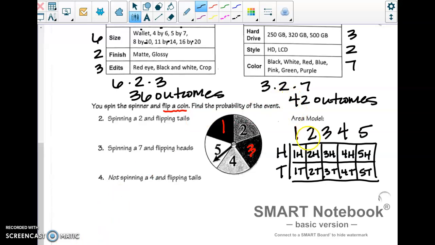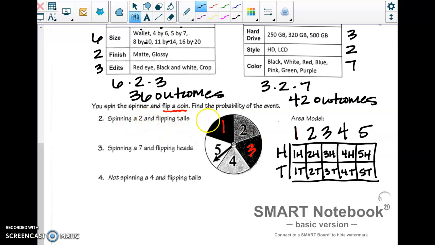Okay, so for this example, here is what your area model should look like. You would have the spinner on one side. It does not matter if you put it on the other side, but spinner on one side, 1, 2, 3, 4, 5 are the possible outcomes there. And then heads and tails for the coin on the other side with the outcomes listed in the table. So because the spinner has 5 options and the coin has 2, that makes 10 possible outcomes there.